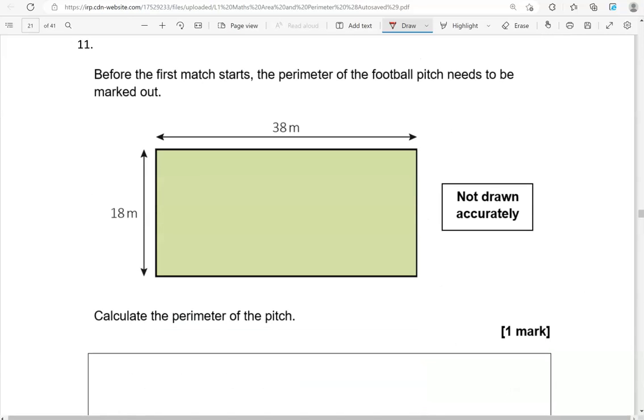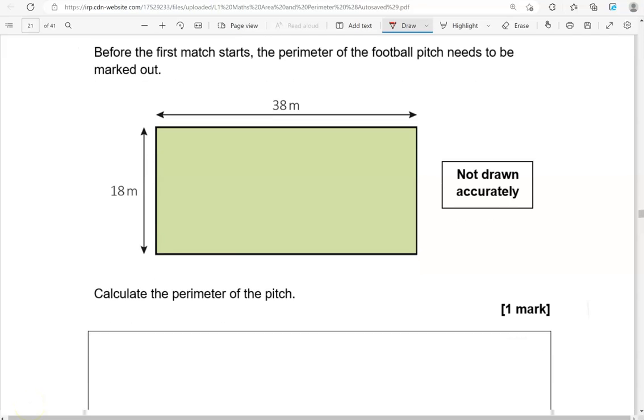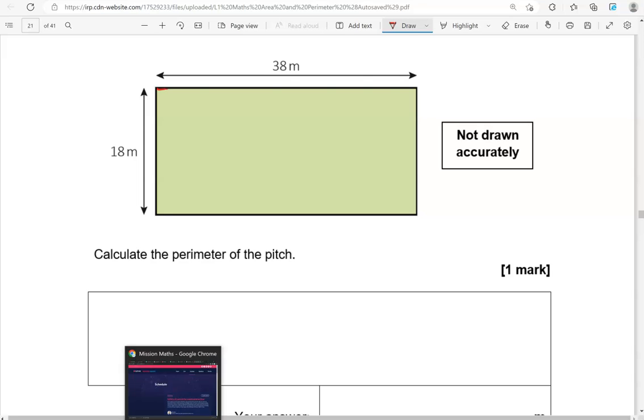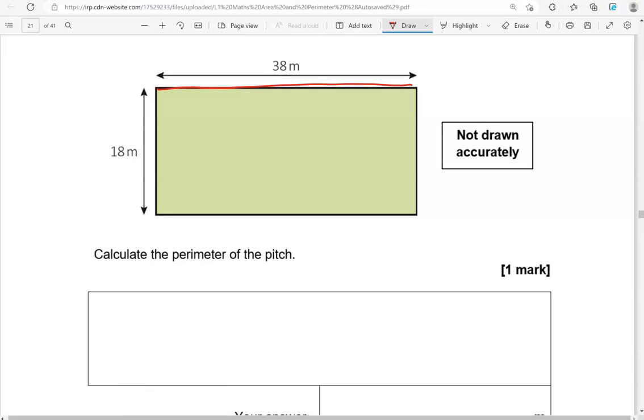Before the first match starts, the perimeter of the football pitch needs to be marked out. Calculate the perimeter of the pitch. So the perimeter will be calculated by doing 38 plus 18 plus 38 plus 18.